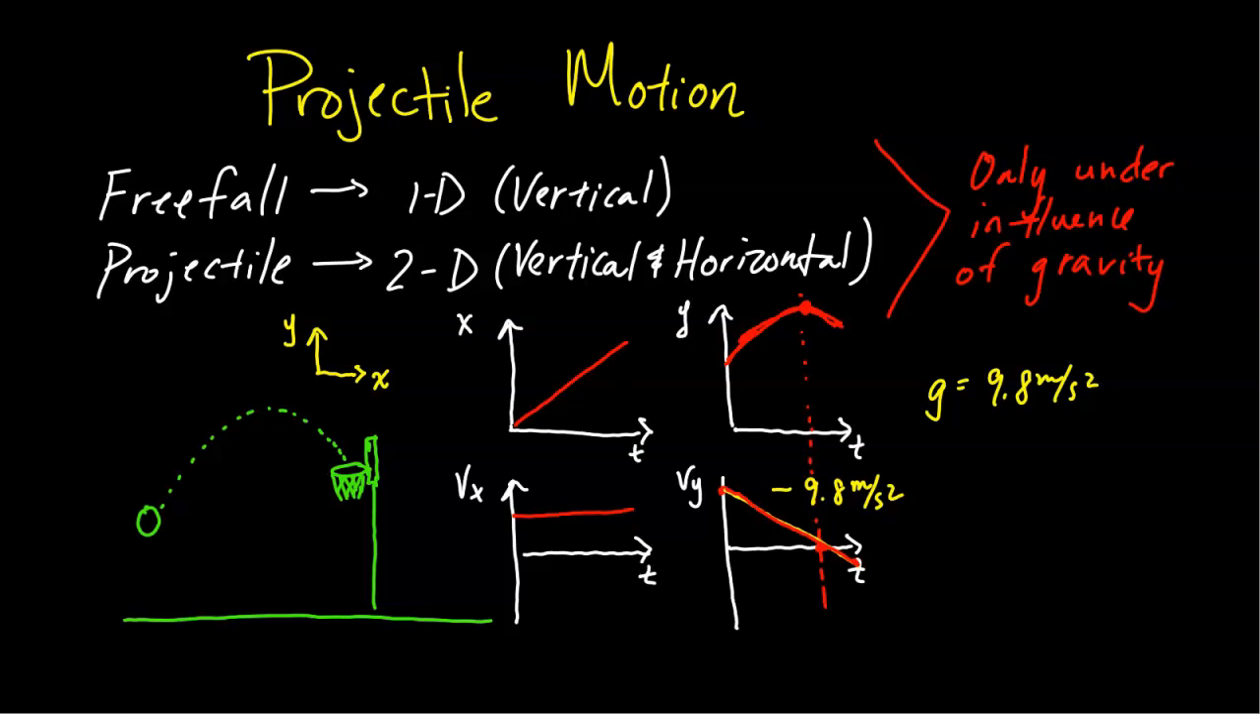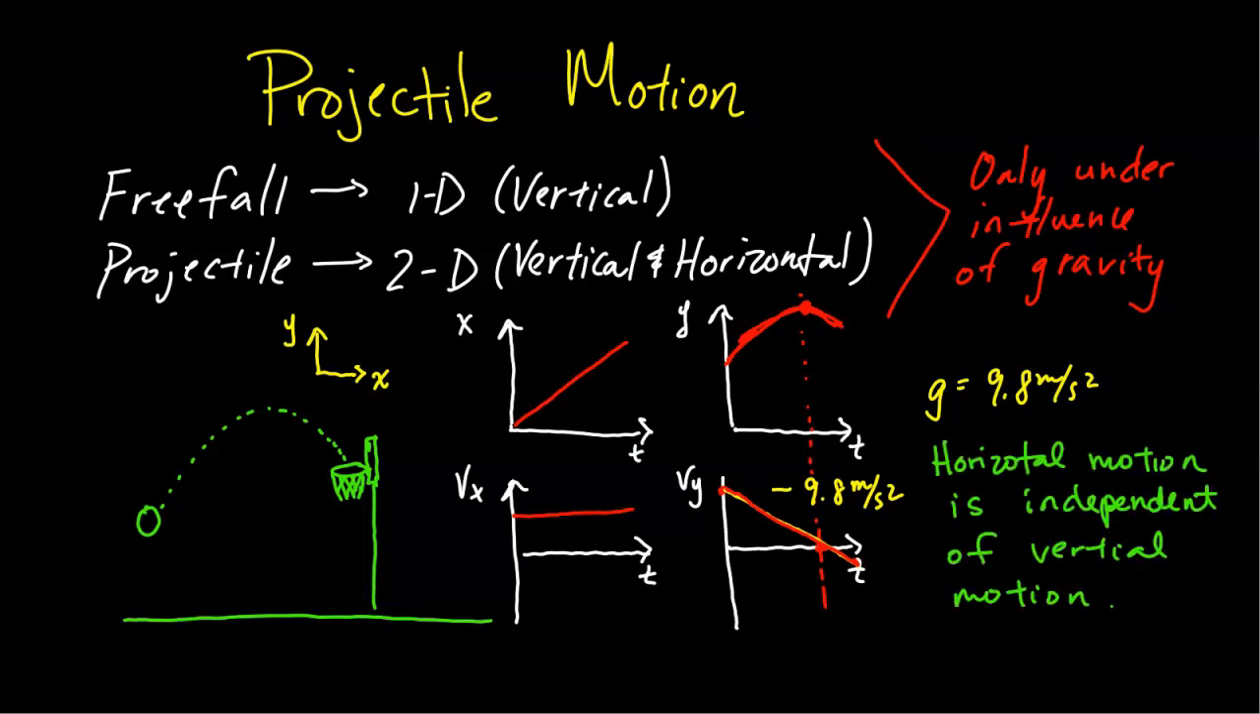What we see here is that the horizontal motion is independent of vertical motion. What that means is that even though the ball is falling and its vertical motion is changing in speed, horizontally the speed is constant. And so these two motions are independent.